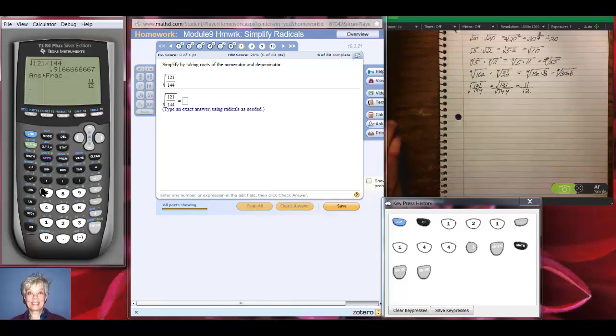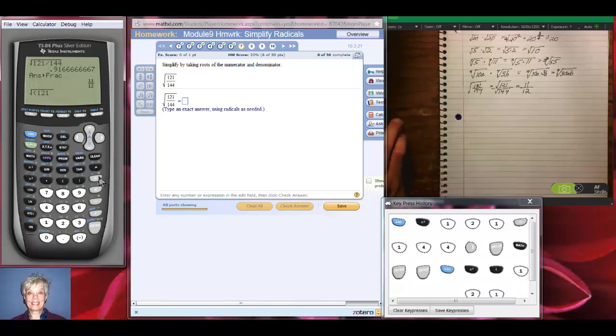Now I'm going to try inputting this like I would if I had a TI-83 and see what happens. So second x squared, parentheses, 121 divided by 144, parentheses closed, enter, math, frac, enter. Yes, I get the same answer, although on the TI-83 your answer will be a sideways fraction. You'll have 11/12.